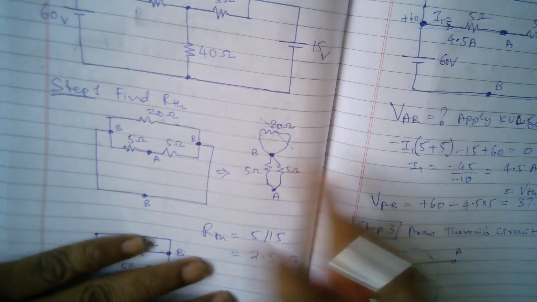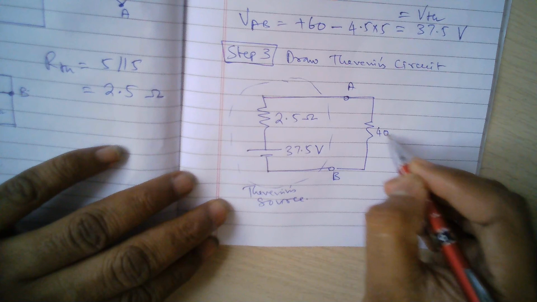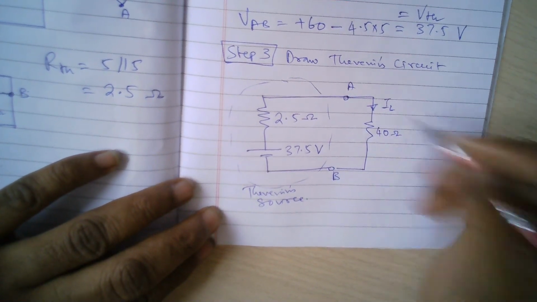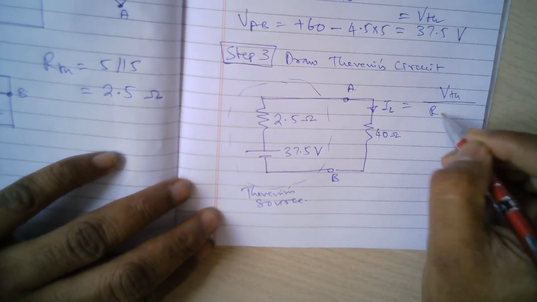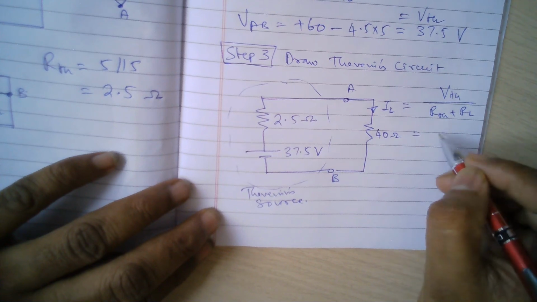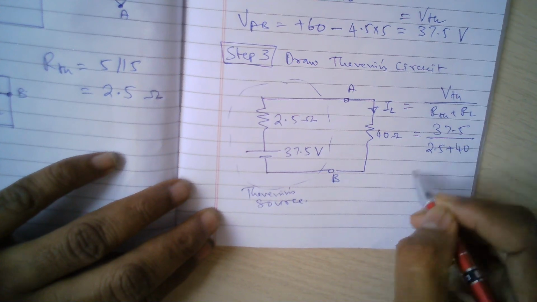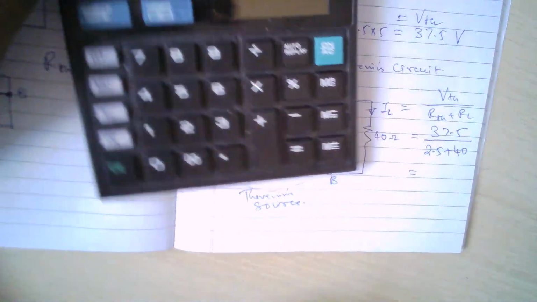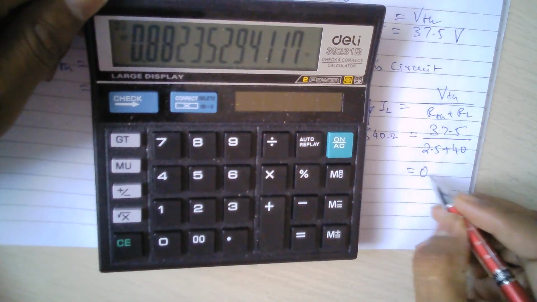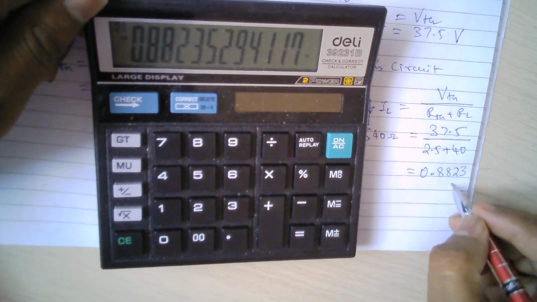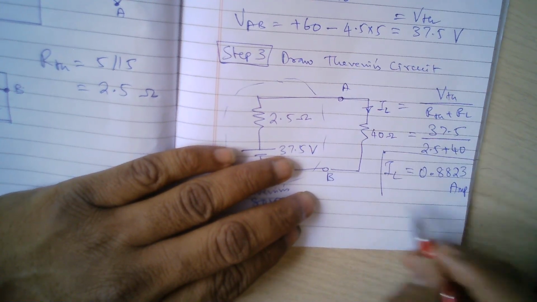Now what is the load resistance? Here if you see, the 40 ohms is the load resistance. So let me connect back the 40 ohms load resistance now. So what is the current IL in the 40 ohm load resistance? IL is nothing but VTH divided by RTH plus RL. That is 37.5 divided by 2.5 plus 40, so 37.5 by 42.5, which is 0.8823 amperes. So this is the final load current in the 40 ohms resistance.